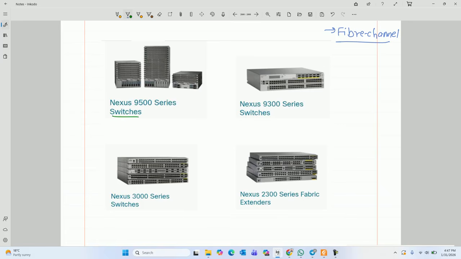So you see here, you see the switches, switches, switches, but here you see Nexus 2300 series fabric extenders. Why don't we have Nexus 2300 series switches? Why are we having this concept of fabric extenders? Why not Nexus 2300 series switches? What is the difference, guys? Any guesses?